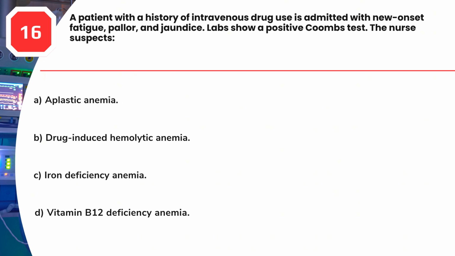Question 16. A patient with a history of intravenous drug use is admitted with new-onset fatigue, pallor, and jaundice. Labs show a positive Coombs test. The nurse suspects: A. Aplastic anemia. B. Drug-induced hemolytic anemia. C. Iron deficiency anemia. D. Vitamin B12 deficiency anemia.